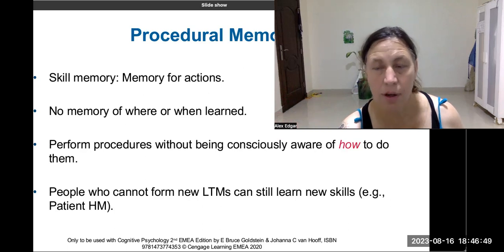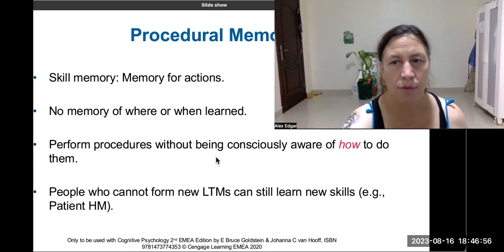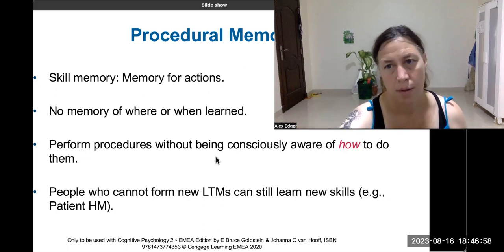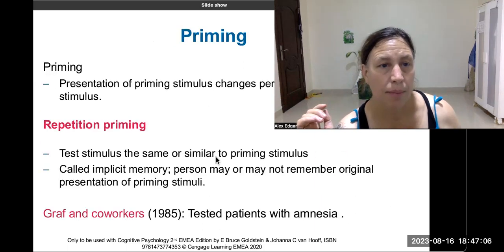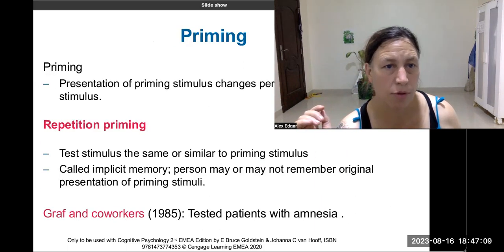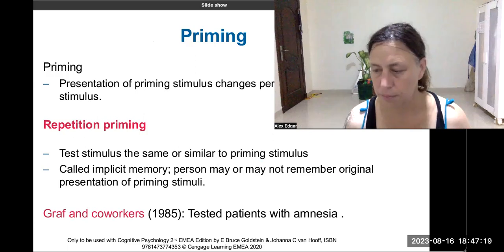Coming back to language learning, language is a skill, and it's as much a skill as it is semantic. So you don't have to learn it by consciously thinking about it. Babies don't think about language when they're learning it. They just do it and develop the skill. Priming. Okay, this changes your response to a stimulus. Repetition priming. Some people have amnesia and you can still prime them.